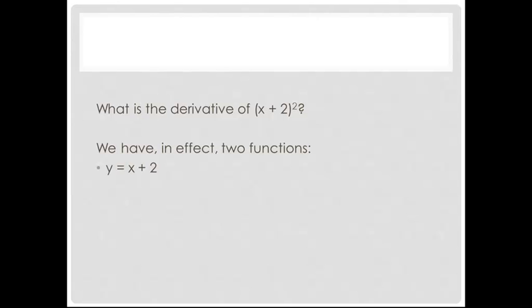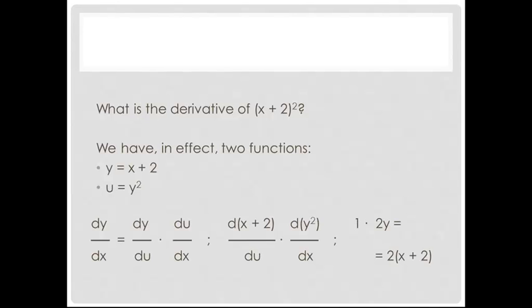So if we go back to the example I gave of x plus 2, all of that squared, we have two functions. We have x plus 2 as one function, and then we have y squared, the something squared part. So how do we do that? Well, if you think of this formula, dy/dx equals dy/du times du/dx.